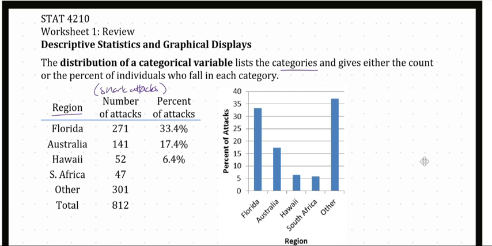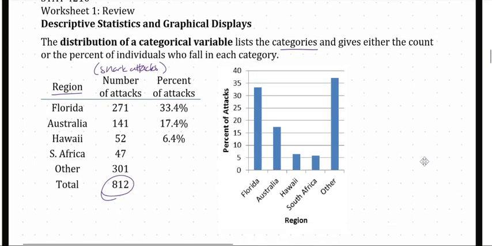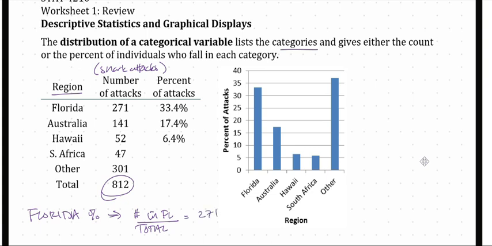So we could find the percentage of attacks in each of these regions by taking the total number of attacks in that region, dividing by the total number of attacks across all regions. So for Florida, for example, Florida's percent would be the number of attacks in Florida divided by the total. And that would just be 271 divided by 812, and that's 0.334. And of course, when we make that a percent, that's 33.4%. We can do that for Australia, and that would be 141 over 812.